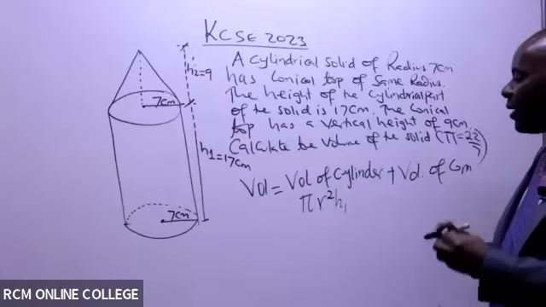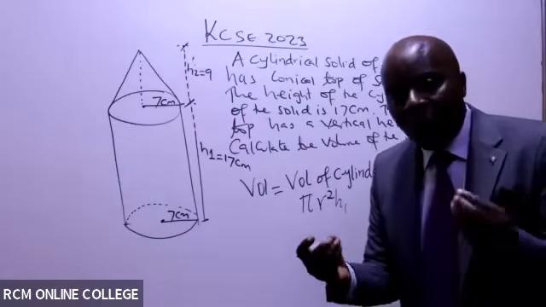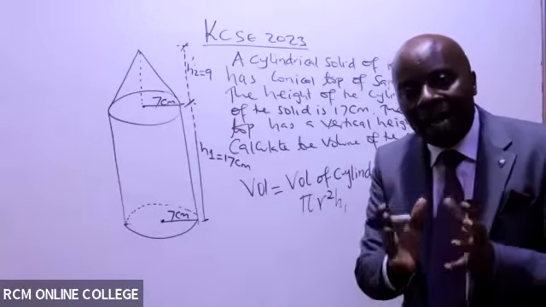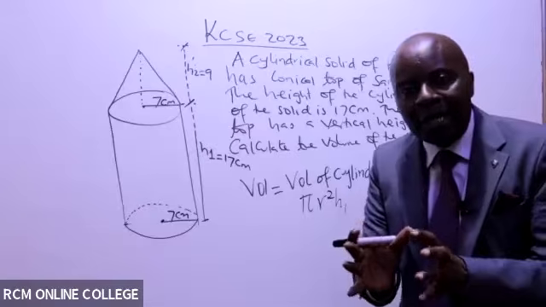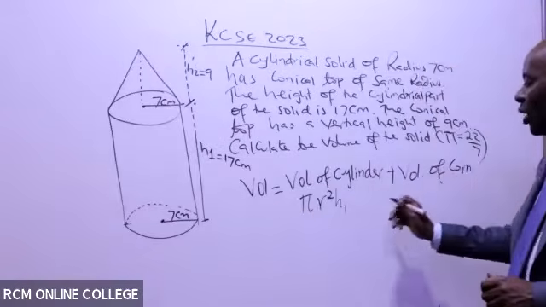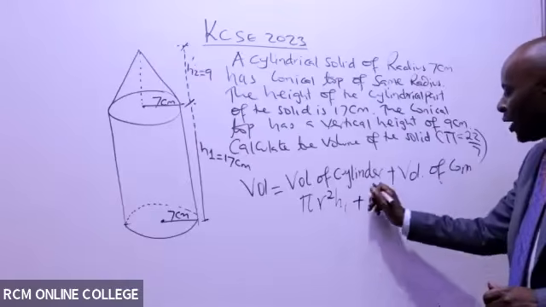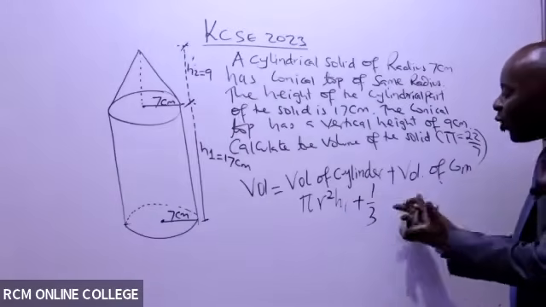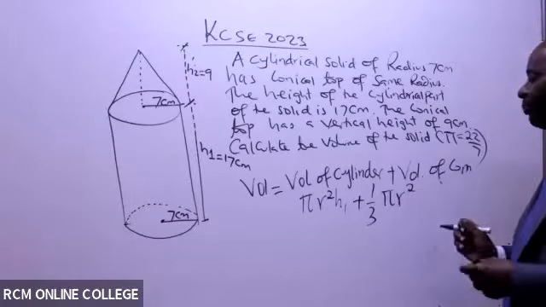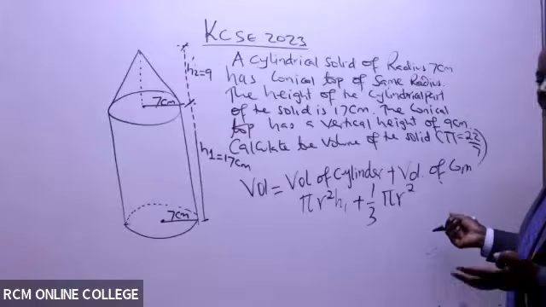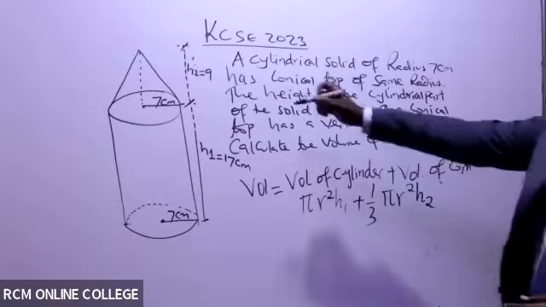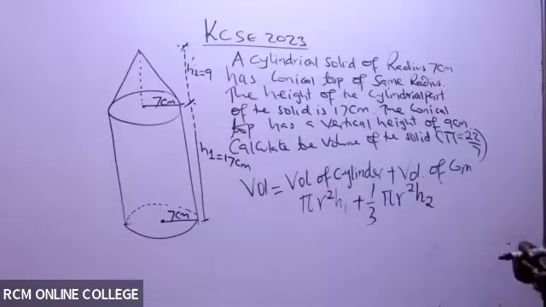And then now, ladies and gentlemen, remember the concept of the cone. The cone, if you're to put water here, the cone basically will take a third of the volume of the cylinder. So in this case, whenever you talk of volume of a cone, it will be a third of the normal volume of the cylinder. And the volume of the cylinder is pi r squared, multiplied by the height of the cone, which is height 2.